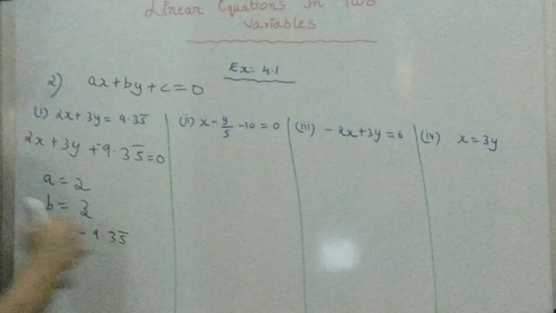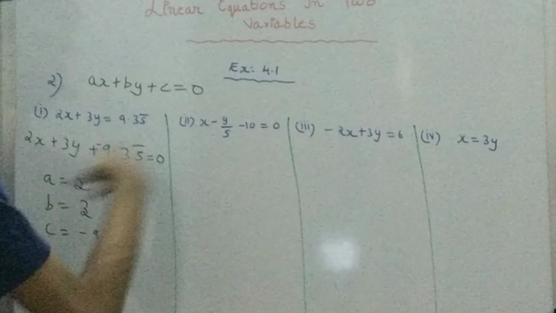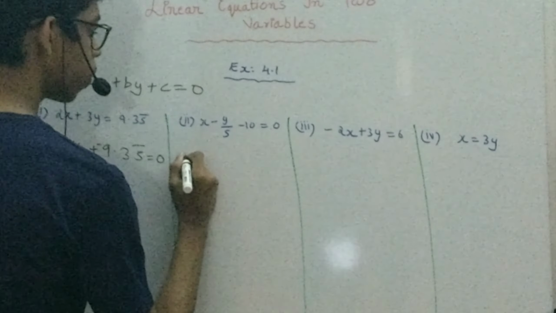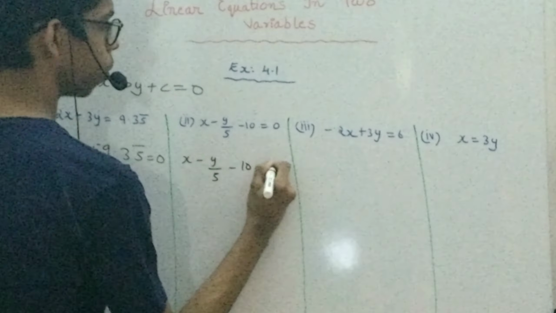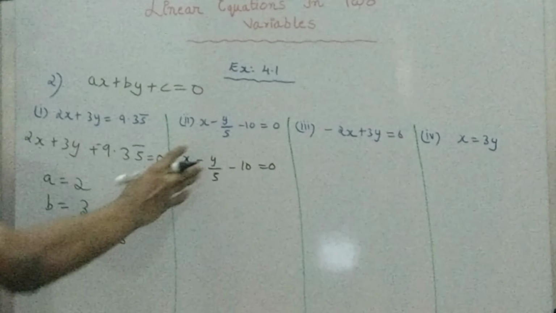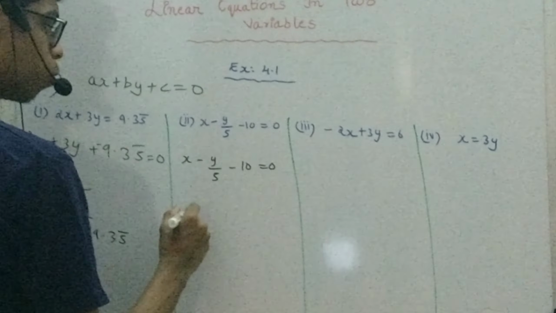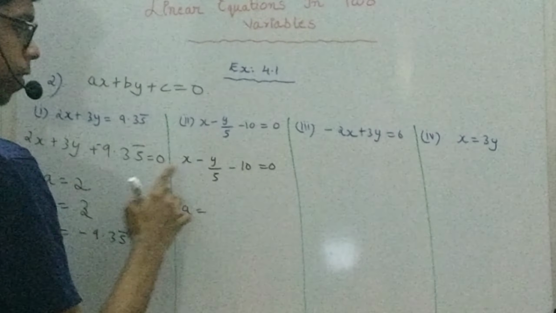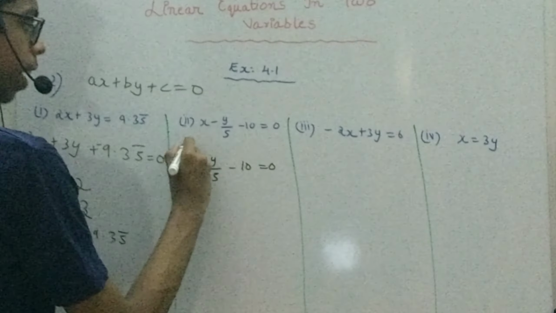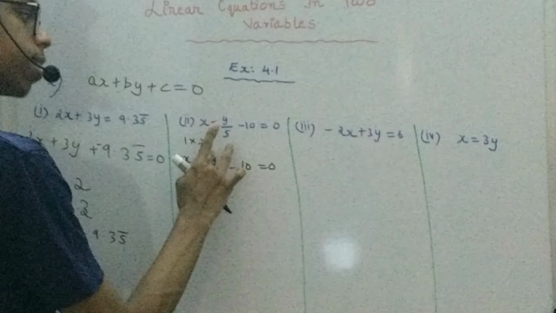Now the next one, x minus y by 5 minus 10 is equal to 0. Now if you see over here, this is already in the general form, ax plus by plus c. So you don't need to rearrange. This itself is the general form. So now we just need to find the values of a, b and c over here. a is the coefficient of x. So if you see x, we can write it as 1 into x, isn't it? So 1 into x is x itself.